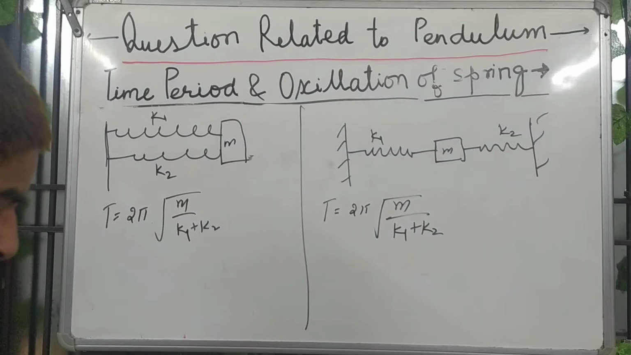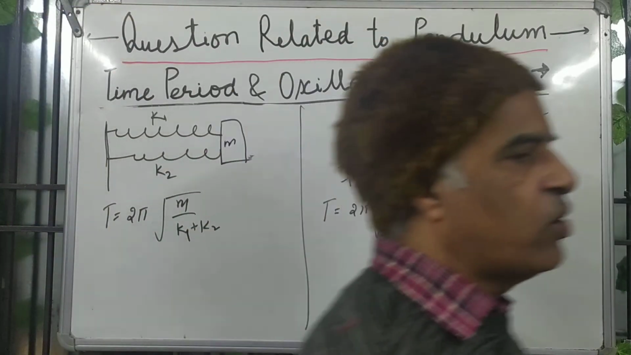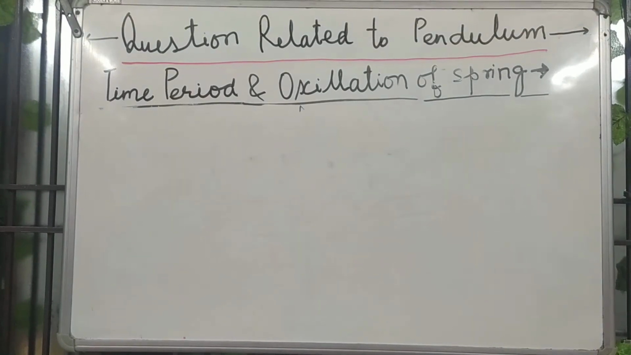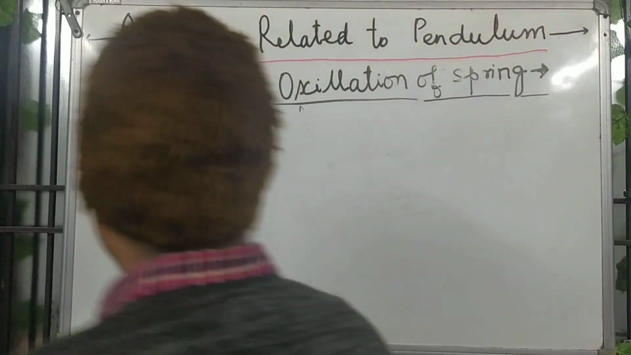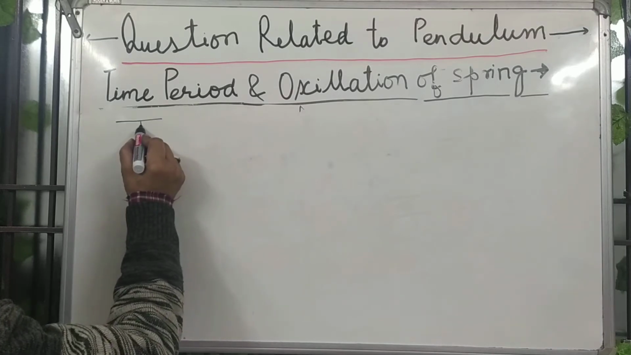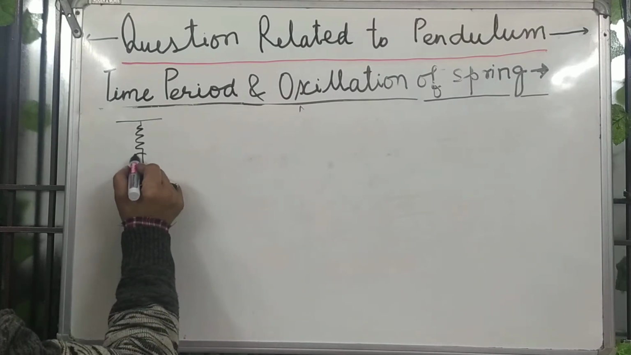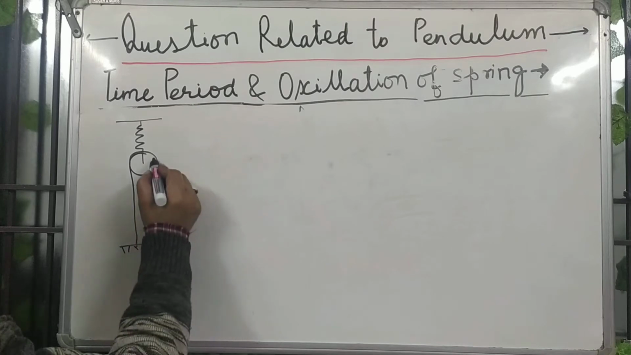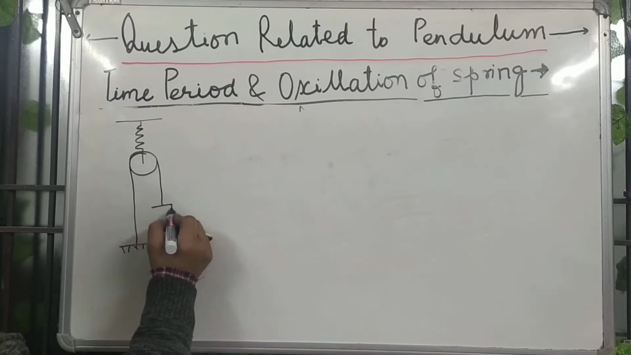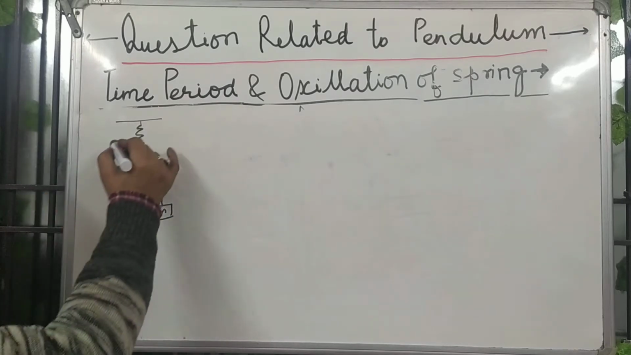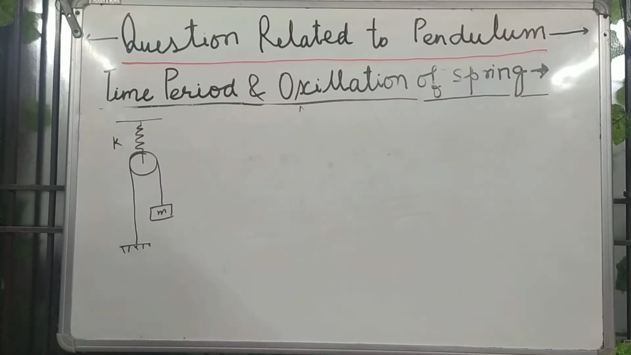And some other questions, please clear them. In case of any doubt, confirm with me. Next question I am telling you. This is a spring, and this is the pulley. This end is fixed, and at this end there is a mass body that is hanging. The spring constant is K. So you have to find the time period.